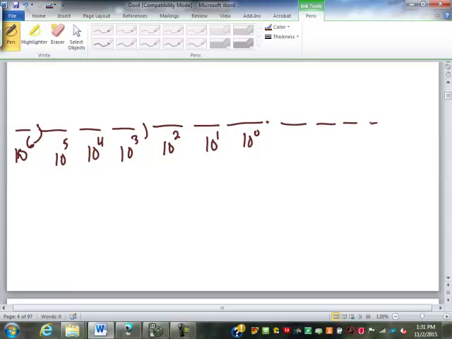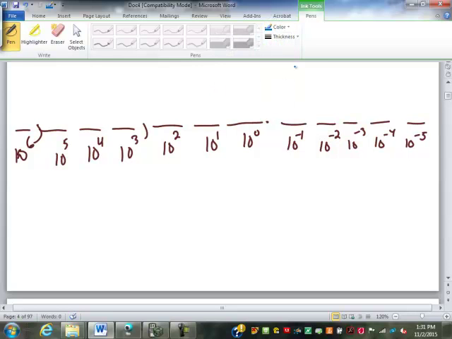Going the other way, this can be thought of as 10 to the negative 1. Remember, a negative power is a reciprocal. So 10 to the negative 1 is 1 over 10. 10 to the negative 2 is 1 over 10 squared, or 1 over 100, 1/100th. Then 10 to the negative 3, 10 to the negative 4, and so on.